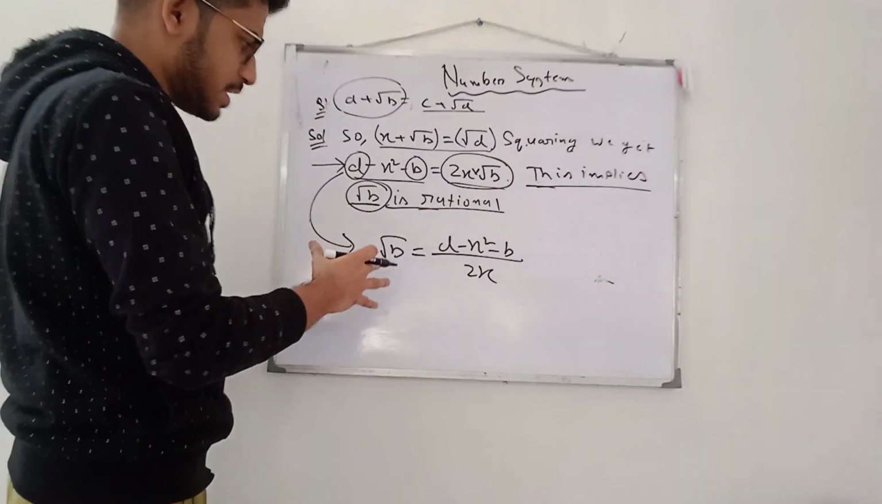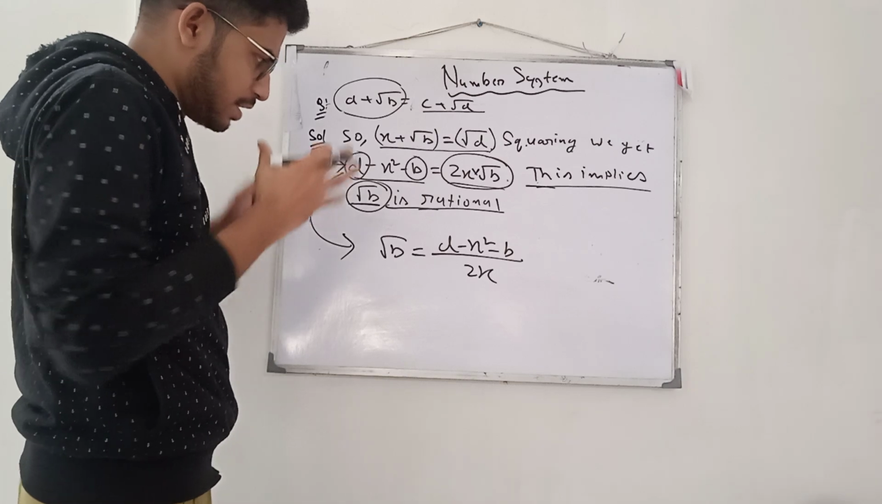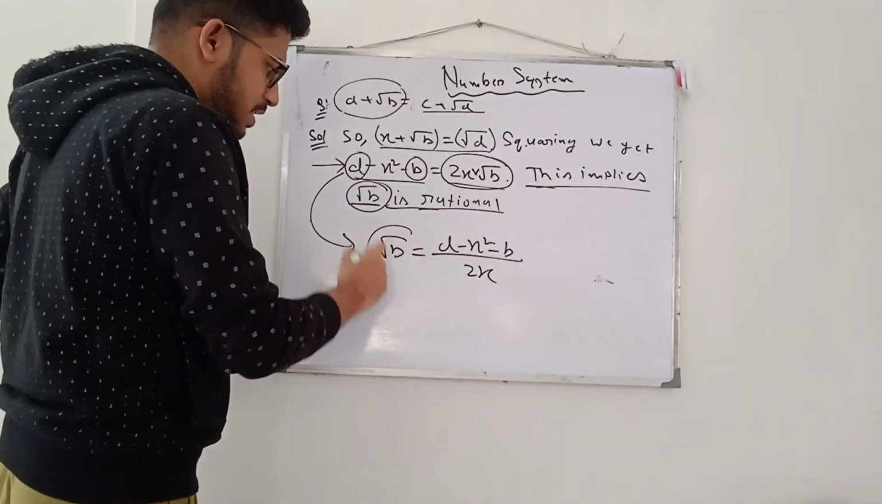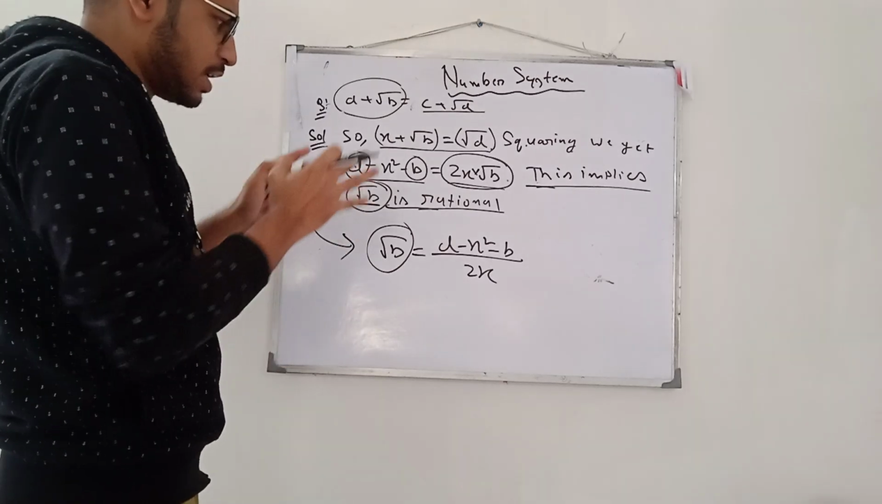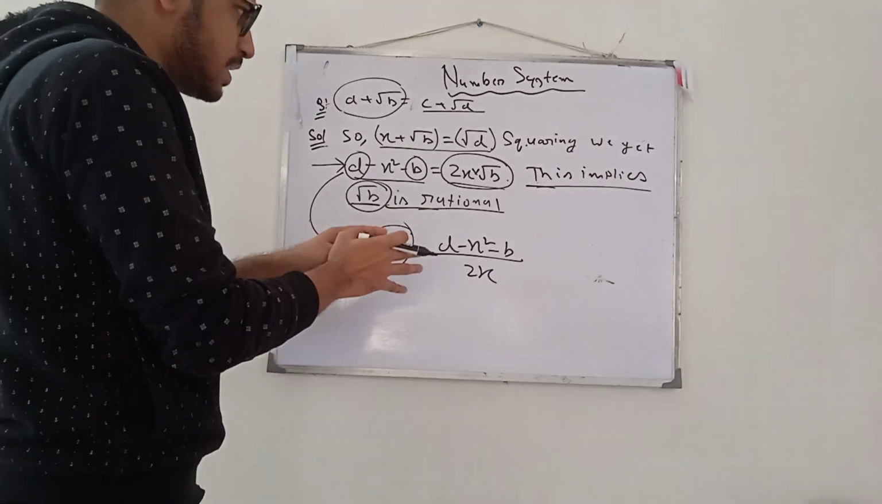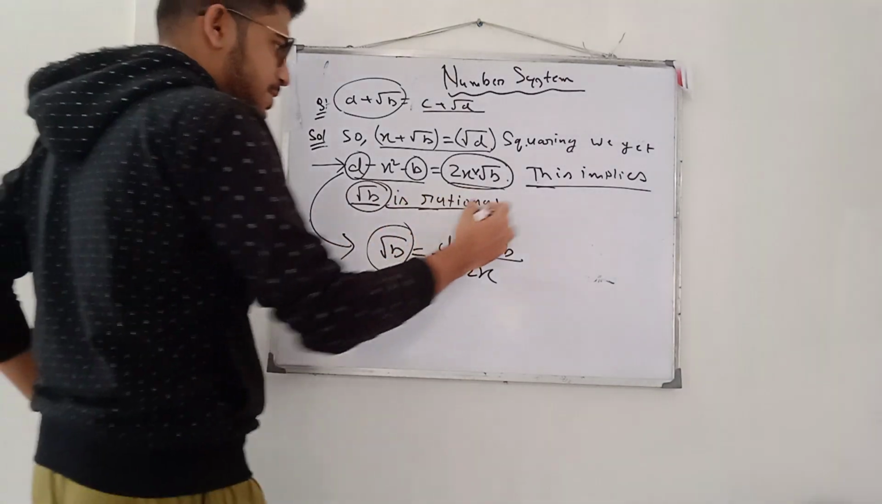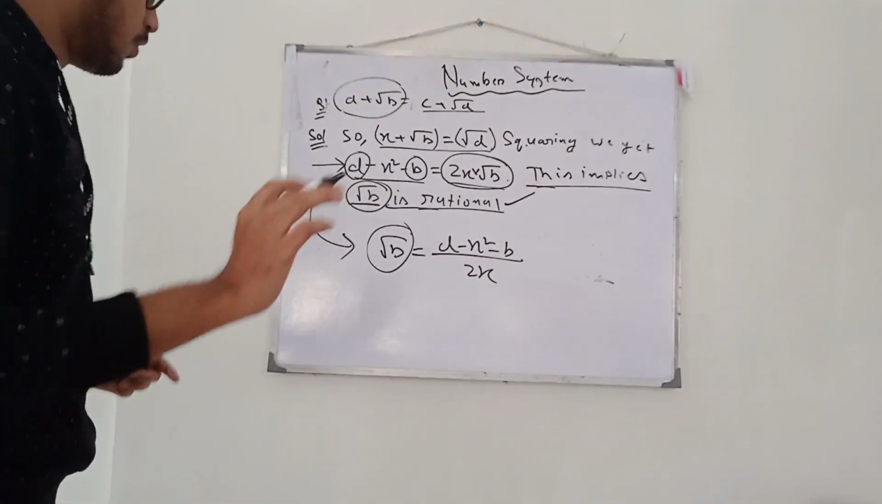That means we are ratioing the root b. So that means that root b is rational. Okay, we are ratioing the root b. That means the root b is rational. So now this implies that root b is rational. Okay, this one is absolutely correct. I hope you all understood.